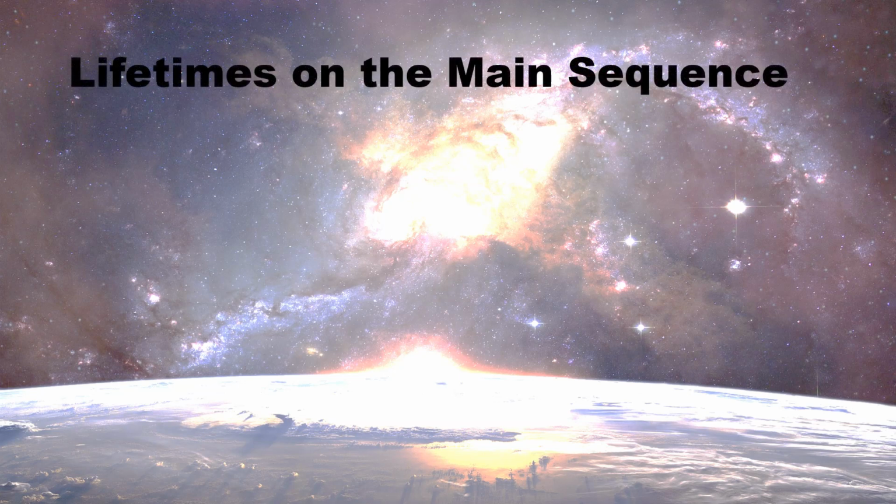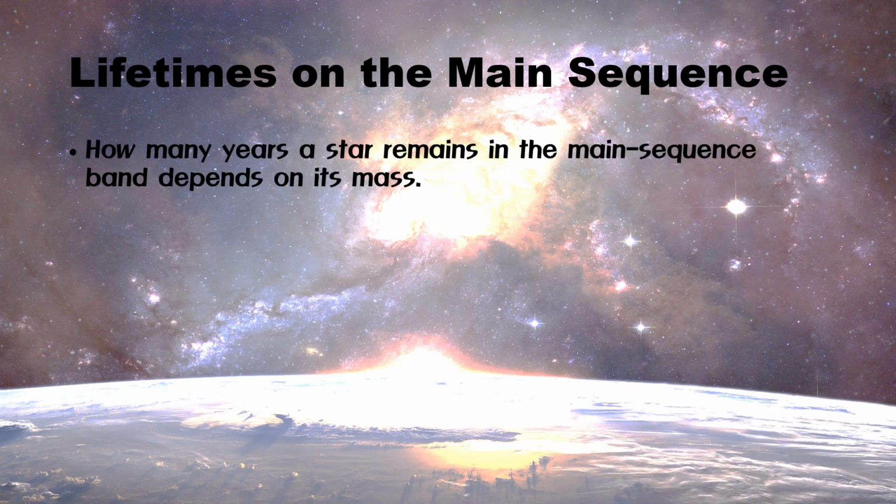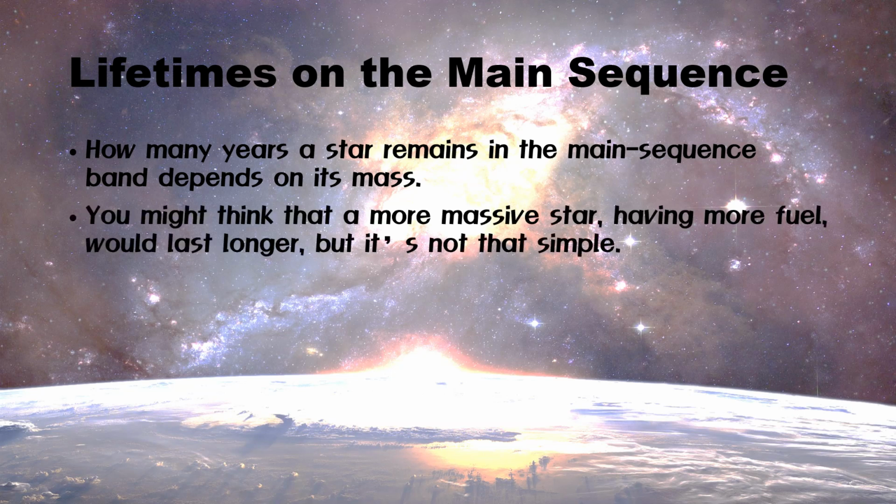However, we do have different lifetimes as we look at the main sequence. How many years a star remains in the main sequence band really depends on its mass. Now, does that mean we're going to have different things for smaller stars versus larger stars? Well, you might think that if we have a more massive star, we have more fuel. And if we have more fuel, that star can last a lot longer. But the truth is, it's not that simple.